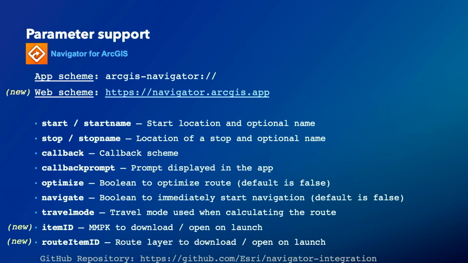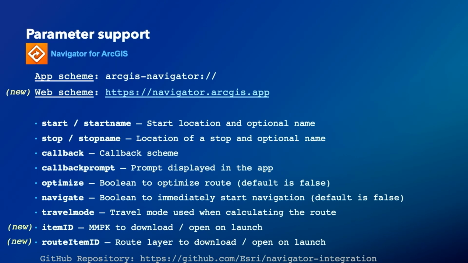Okay, so next we have Navigator. So Navigator, again, it's going to be using the same pattern. We have the app scheme that you can use in the release version of Navigator. We also have this new web scheme that's going to be coming with the 19.10 version of Navigator. You have a lot of different parameters you can use here. I don't want to spend all day reading all these off, so I'm going to kind of glaze through these.